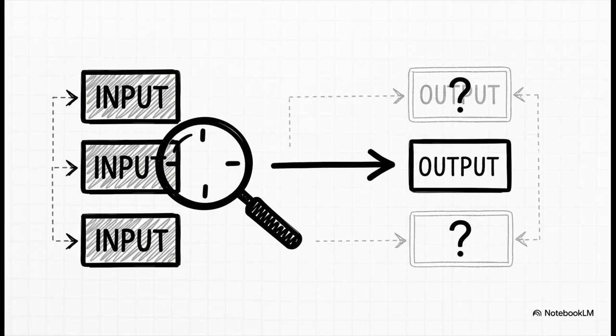And SIGHASH SINGLE is all about precision. It locks down all the inputs, but for the outputs, it only locks the one that's in the same slot as the input you're signing. So, for example, if you're signing the second input in a transaction, you're only committing to whatever the second output is. All the other outputs can be changed or even deleted.